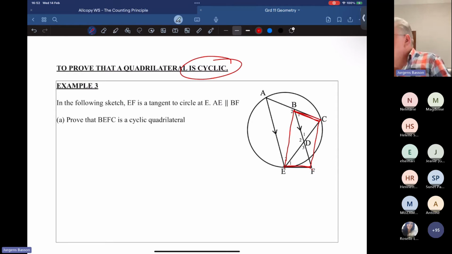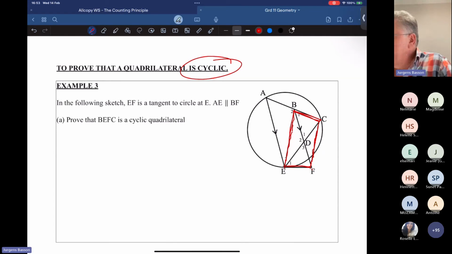Now, when we want to prove a cyclic quad, we basically prove the converse of those theorems that we spoke about. So we can prove opposite angle supplementary, then it will be cyclic quad. We can prove an exterior angle equal to the opposite interior. Or we can prove angles in the same segment equal. Then it is a cyclic quad. So let's see, what do we have here? BEFC we want to prove.